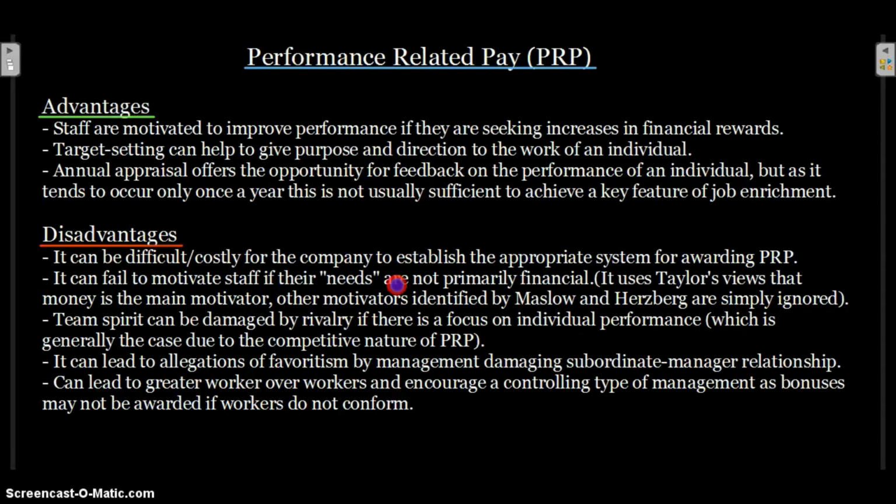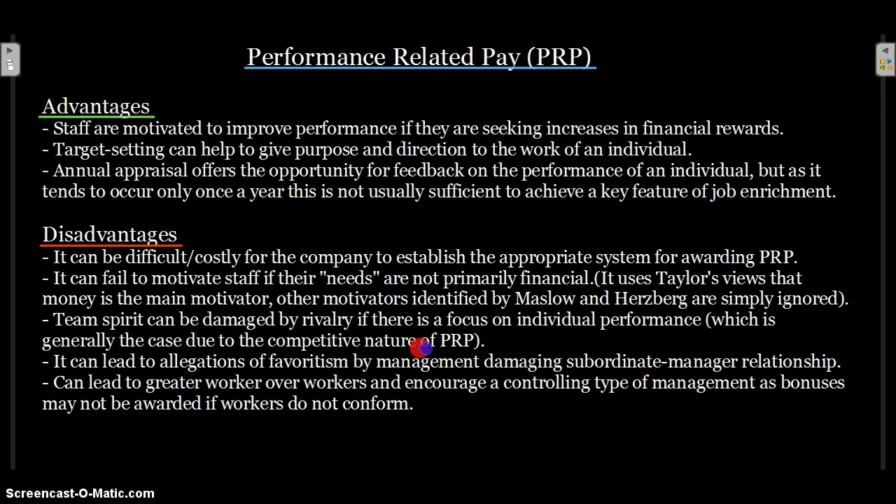It can fail to motivate staff if their needs are not primarily financial. Like, it uses Taylor's view that money is the main motivator. Other motivators identified by Maslow and Herzberg are simply ignored. So like the self-actualization needs and self-esteem needs, social needs, all these needs are just ignored.